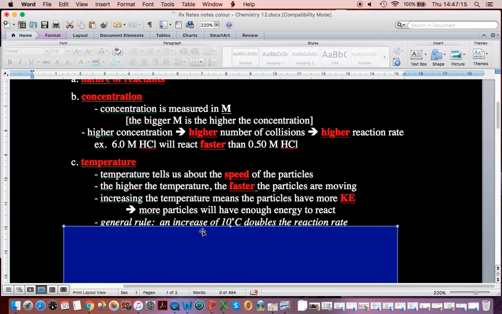Temperature. Well, temperature is a measure of the energy of the particles in terms of their speed. And it turns out if they're moving faster, they're going to have more energy. And if they have more energy, they're more likely to collide successfully.